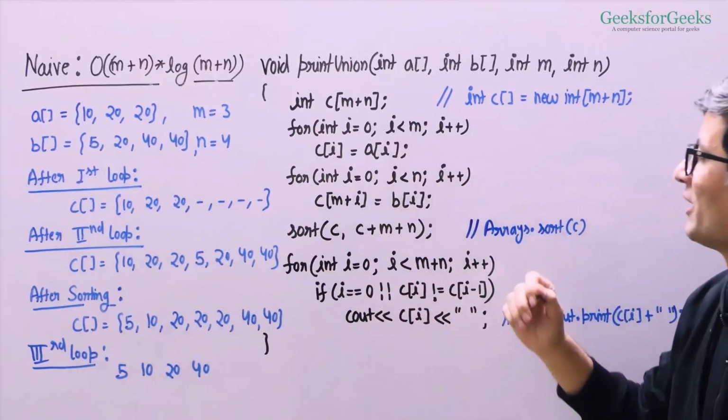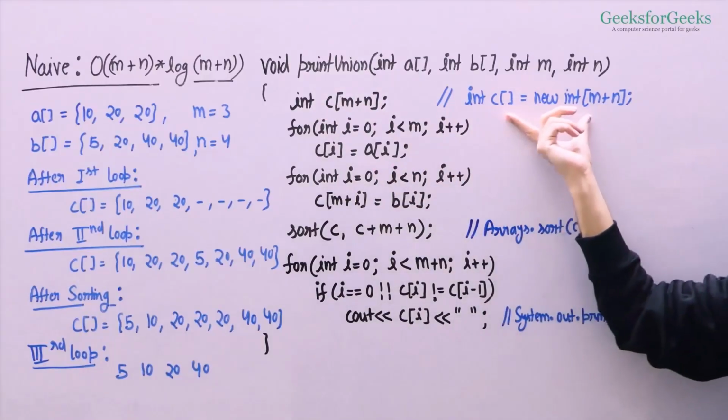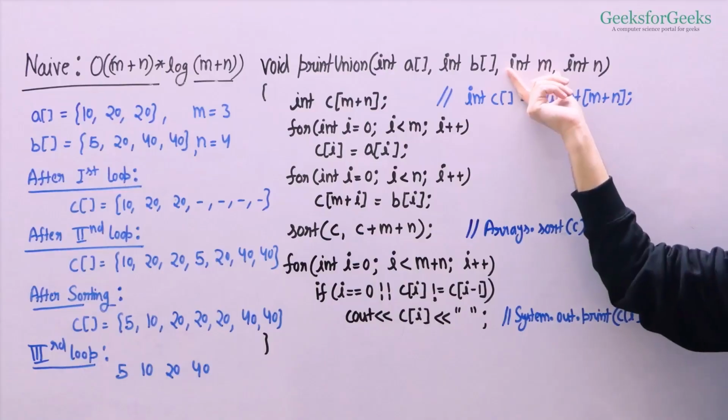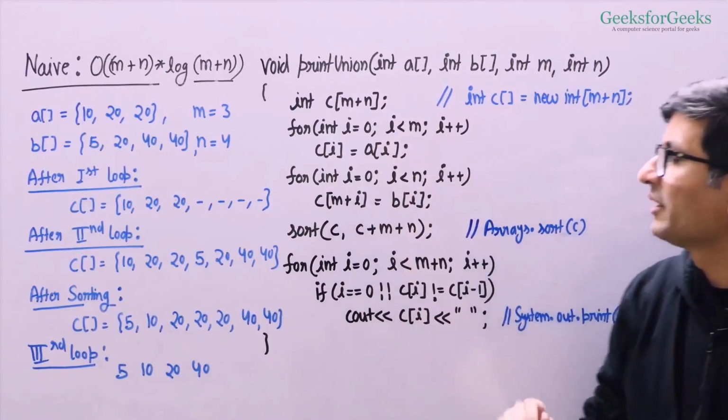So what we do first, we create an array C. So this is C++ syntax. In Java, you can create an array of size m plus n this way. Also, if you're programming in Java, you don't need to pass the lengths as separate parameters. You can get m as a.length and n as b.length.